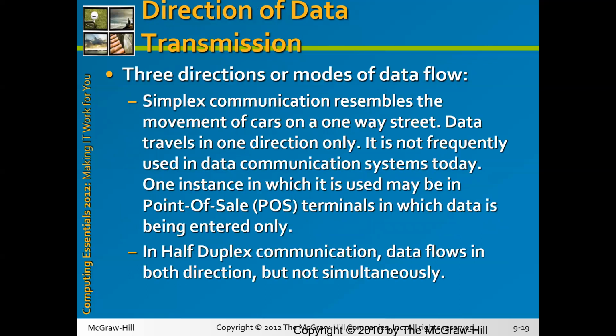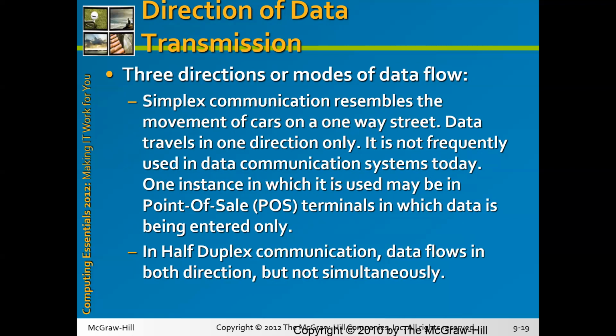Direction of data transmission. Data transmission takes place in three modes. Simplex communication resembles the movement of cars on a one-way street. Data travels in one direction only. It is not frequently used in data communication systems today. One instance in which it is used may be point of sale terminals, in which data is being entered only.